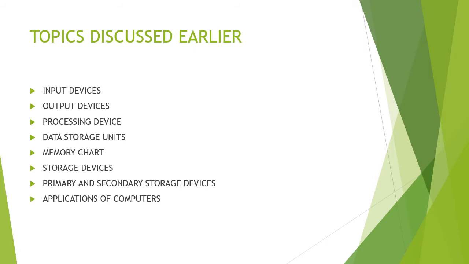After the output devices, we discussed the processing device. The CPU is the processing device of the computer, and the CPU has three parts: ALU, that is arithmetic logic unit, MU, that is memory unit, and CU, the control unit. So these are the three parts of the CPU.